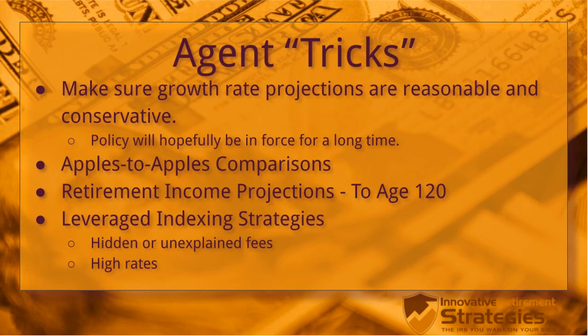Another thing to consider, if you're getting illustrations on multiple products from different companies, make sure that all of the inputs are apples to apples. It primarily comes down to the growth rate on the interest crediting. Different companies have different rates that they use, so just make sure that they're all equal. You could have a policy that's illustrating a 7% growth rate look better than one that has lower internal costs, but is only showing a 6% growth rate.